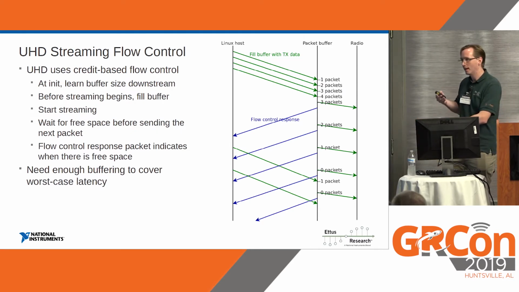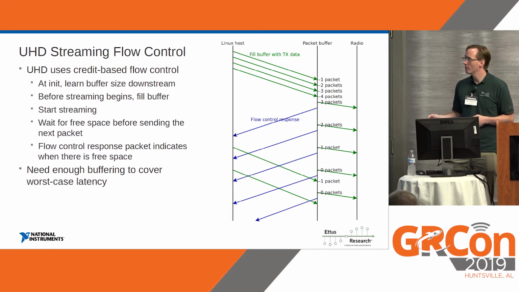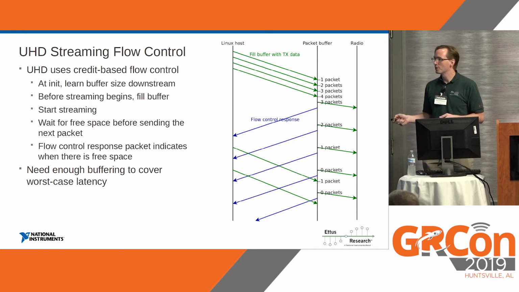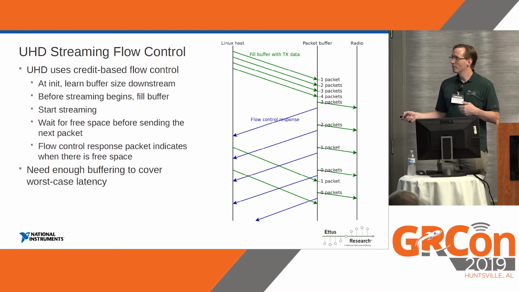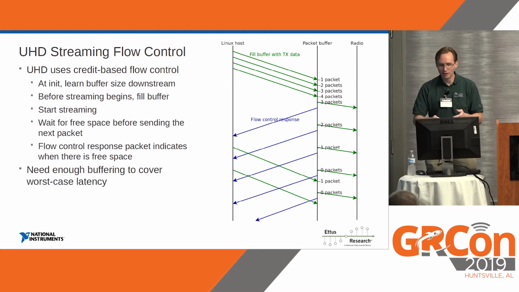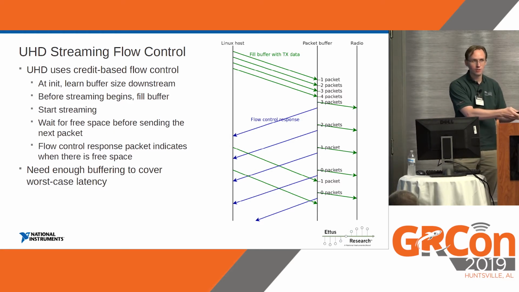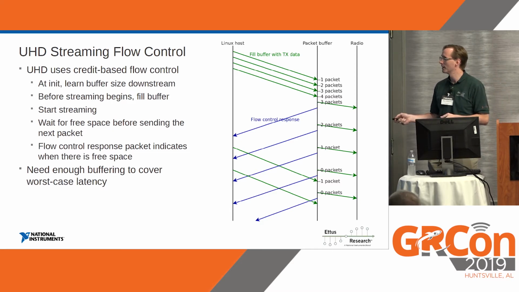In terms of time and how things work, you need to keep in mind that UHD uses credit-based flow control. As we try to send packets down, we have to get a message back that says, okay, there's space, you can send more to the packet buffer. So the way this might work is you would at init learn, okay, my buffer size is this much downstream, I can use this much of it. I'll send my command to start streaming sometime in the future. I'll fill the buffer, and then the radio can start streaming. And you'll see it does it at a constant rate and just takes it out.